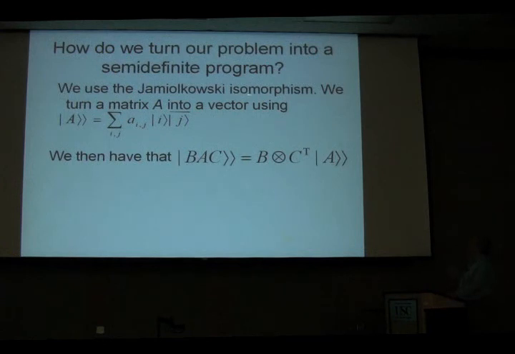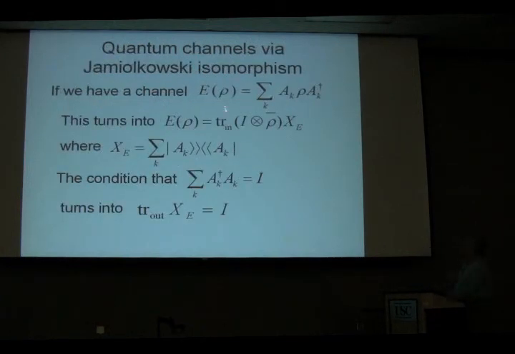So how do we turn our problem into a semi-definite program? What we're going to do is use something called the Jamiolkowski isomorphism. So we turn a matrix A into a vector. If you have an n by m matrix A, it turns into a 1 by n times m vector just by writing all the coefficients in a big line. And then this transforms as BAC is equal to B tensor C transpose A.